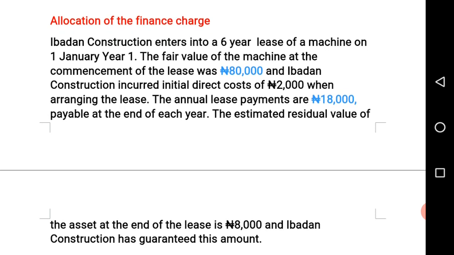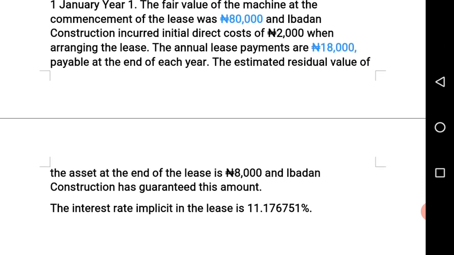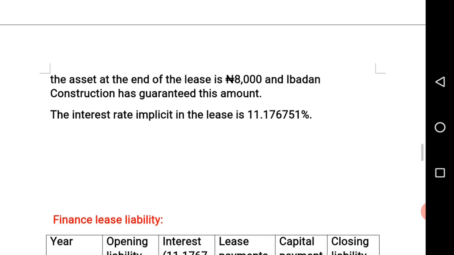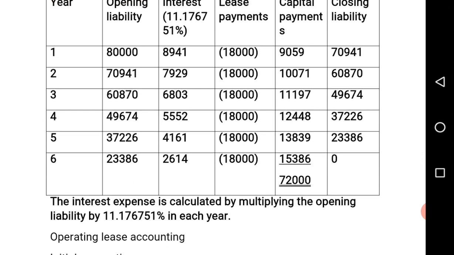The annual lease payments are 18,000 naira yearly, payable at the end of each year. The estimated residual value of the asset at the end of the lease is 8,000, and Ibadan Construction has guaranteed this amount. The interest rate implicit in the lease is 11.17675%. How would we get that? Now that should be operating lease liability.